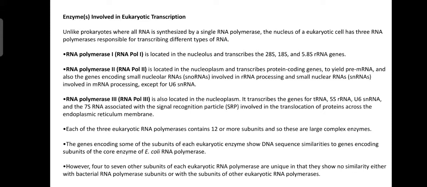The genes encoding some of the subunits of each eukaryotic enzyme show some similarities in their DNA sequence to that of E. coli RNA polymerase. However, 4 to 7 other subunits of each eukaryotic RNA polymerase are unique in that they show no similarity with this bacterial RNA polymerase. So these are the basic things about the enzyme involvement, their location, their function, etc.